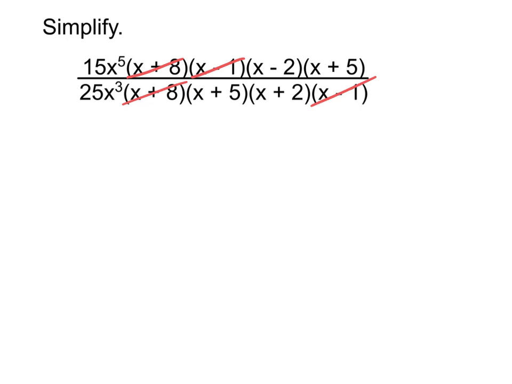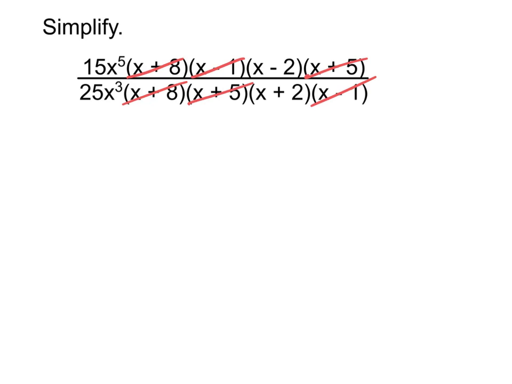Yeah, it does make a difference. It means that we cannot actually cancel those out. They're two different because one is subtracting, the other one's adding. They're not alike enough to do anything with. The x plus 5, does it have a partner on the bottom? Yep, sure does. So those cancel out.